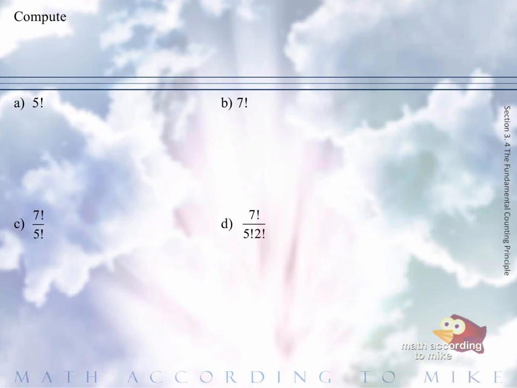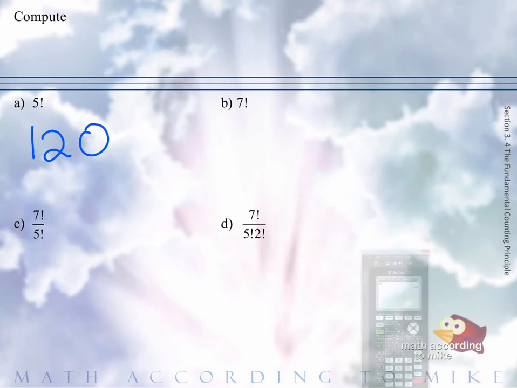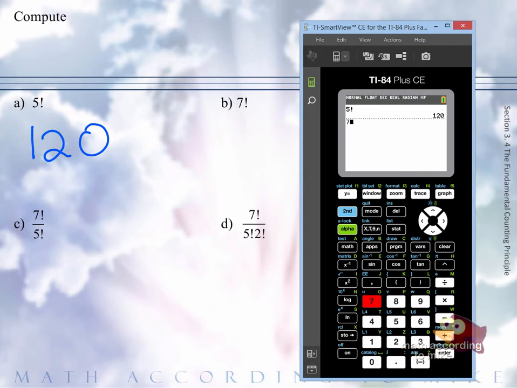Let's compute. So we're going to do all this in the calculator. We just did 5 factorial. That's 120. 7 factorial. We'll first type in the 7 and get the factorial by going to math, probability, factorial. Or again, you might have a PRB button.